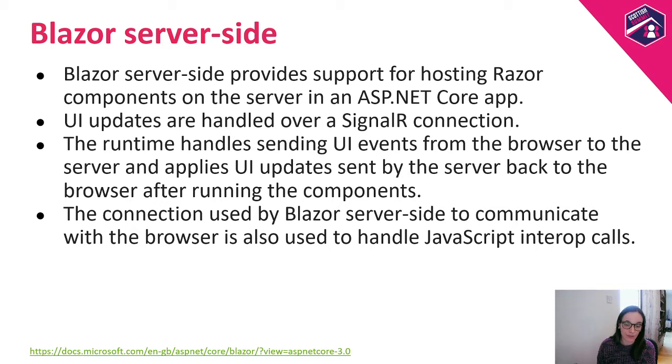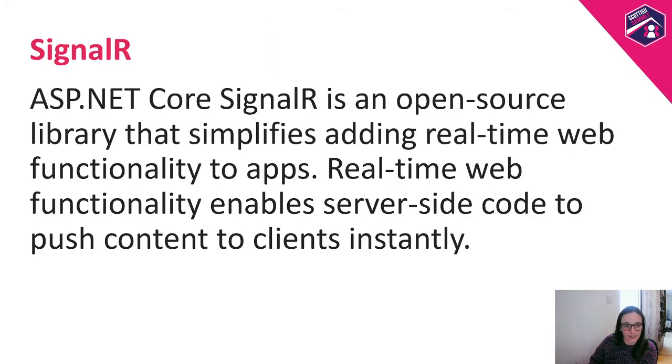The connection used by Blazor server-side to communicate with the browser is also used to handle the JavaScript interop calls. To visualise this a wee bit better, that's in a slide in a second. But first, SignalR. ASP.NET Core SignalR is an open source library that simplifies adding real-time web functionality to apps. Real-time web functionality enables server-side code to push content to clients instantly. So again, there's none of that reloading of the page. It just looks like it's happening dynamically. Content updates on the screen without having to reload the page.